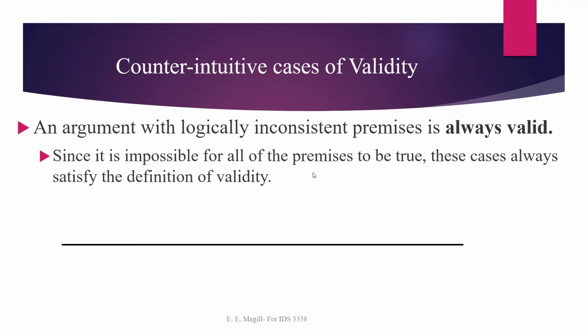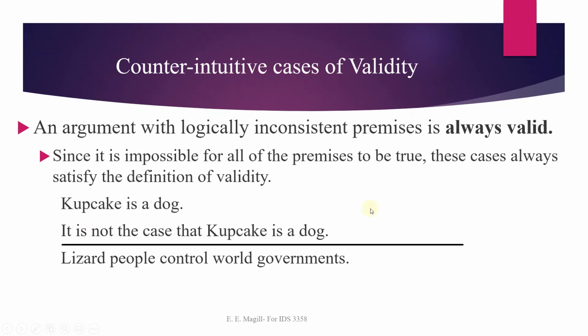So here's an example. Cupcake is a dog. It is not the case that Cupcake is a dog and lizard people control world governments, right? This is a valid argument because we're never going to be able to find a case in which Cupcake is a dog and it is not the case that Cupcake is a dog are both true and the conclusion is false, right? So clearly a very bad argument, but still a valid one.